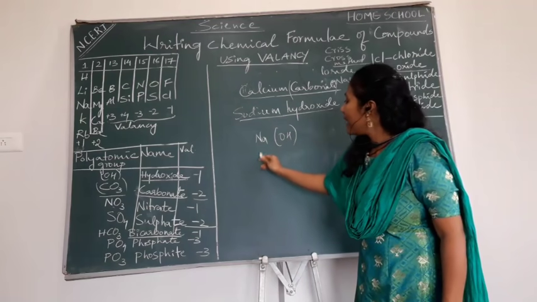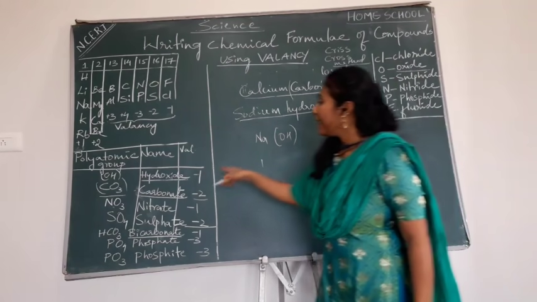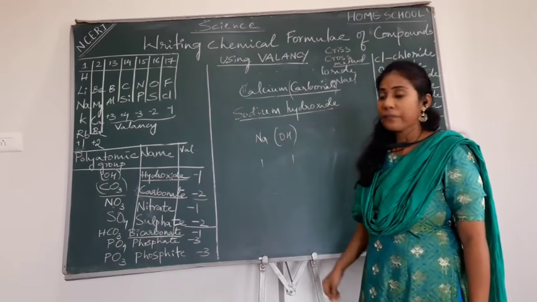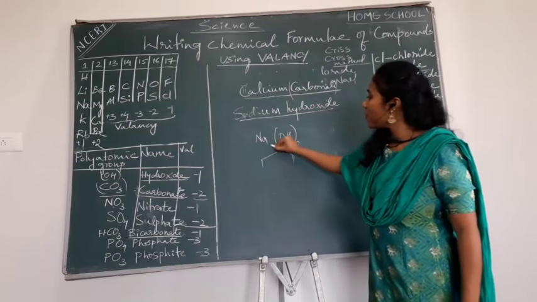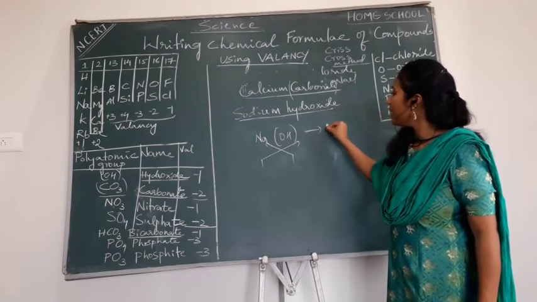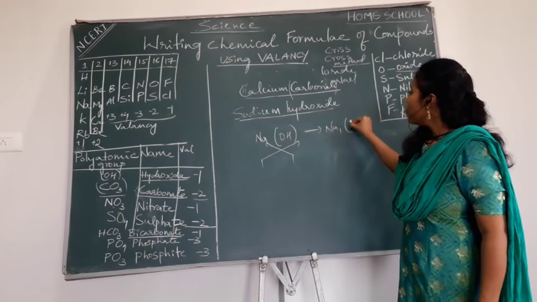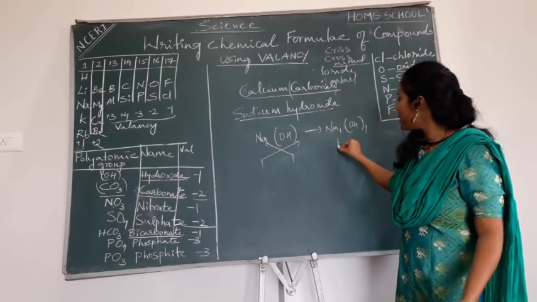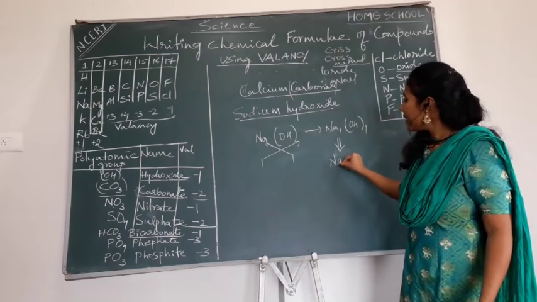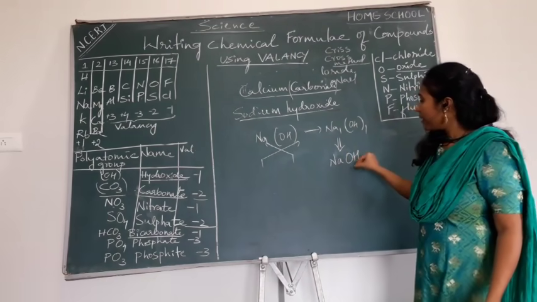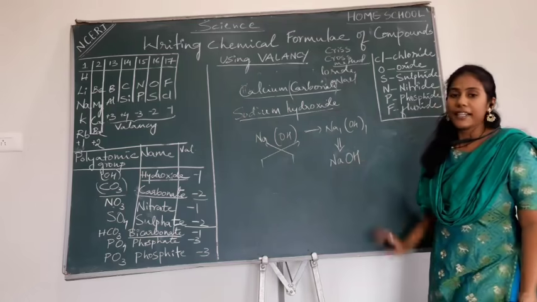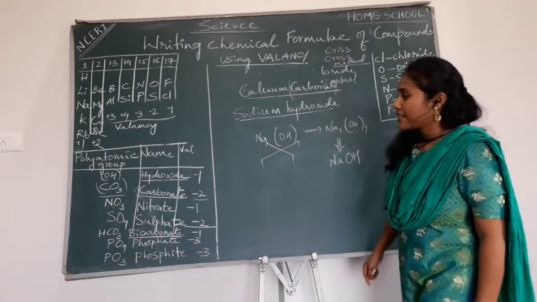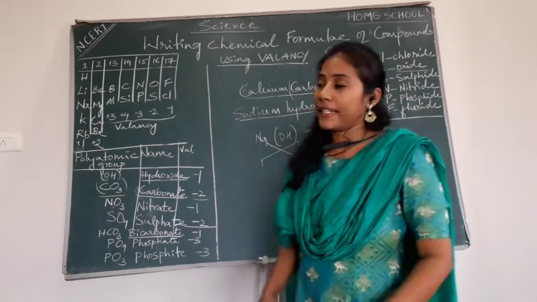And now the valency of sodium is 1. And hydroxide valency, how much I gave you here? 1, you write. And this one goes here, this one goes here. So what is the formula? Na1, OH1. When it is 1, you no need to mention. Directly you can write it as NaOH. Bracket also no need to mention, just join and write NaOH. Okay, fine.